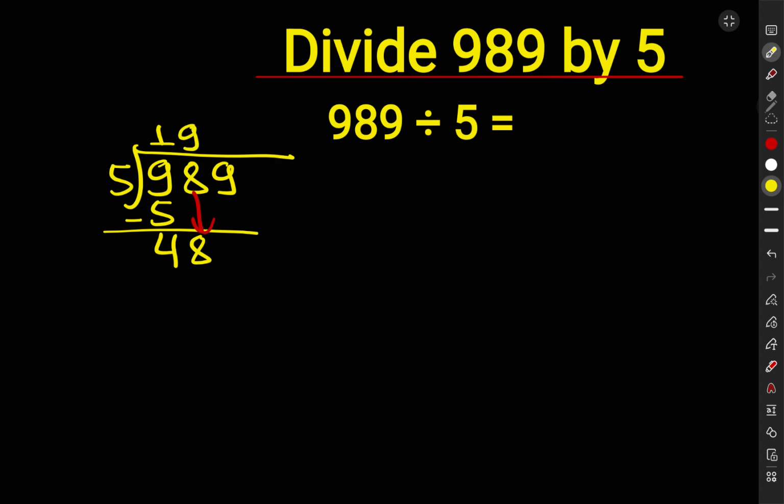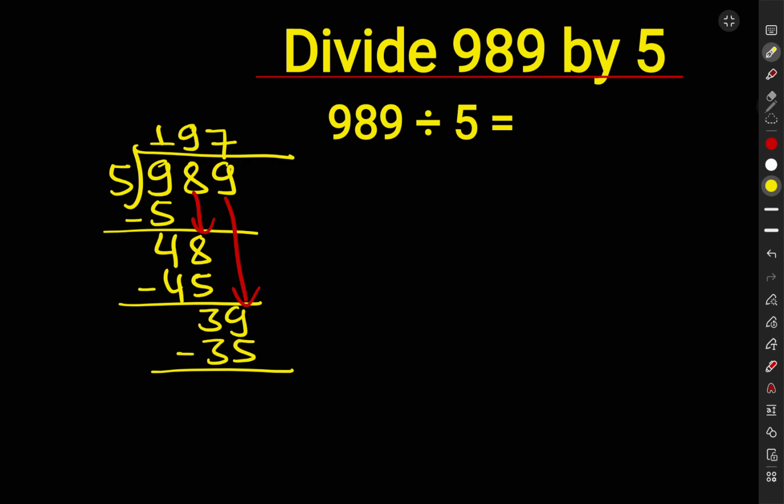5 times 9 is 45. On subtracting we get 3. So again we put down this 9 and it is 39. 5 times 7 is 35. On subtracting we get 4.